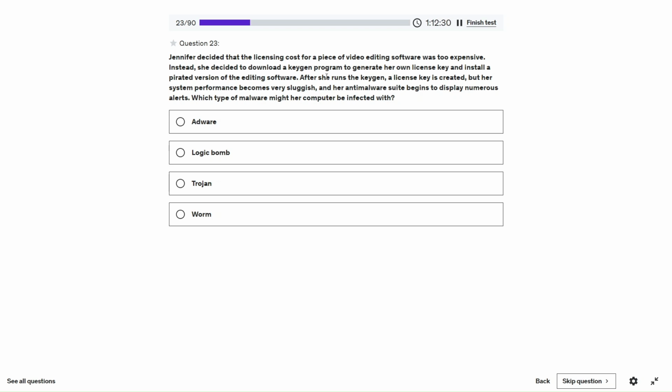So what happened? She installed the software, then she got the key, added the key, cracked the system, and then her system performance became very sluggish and she got numerous alerts. So it should be a Trojan. There will be a malicious application that actually comes with the real software, she cracked it, and now bad things are happening.